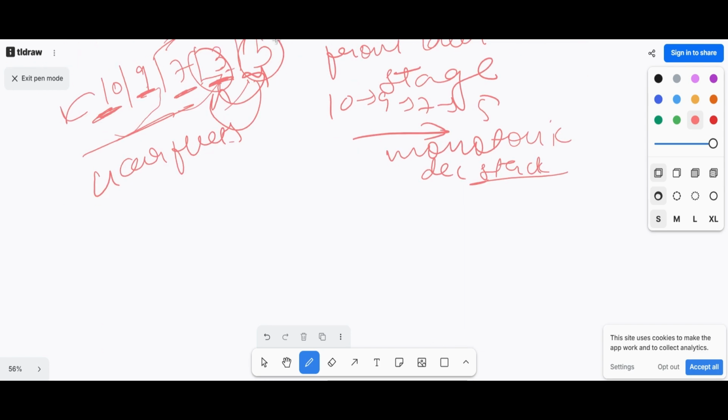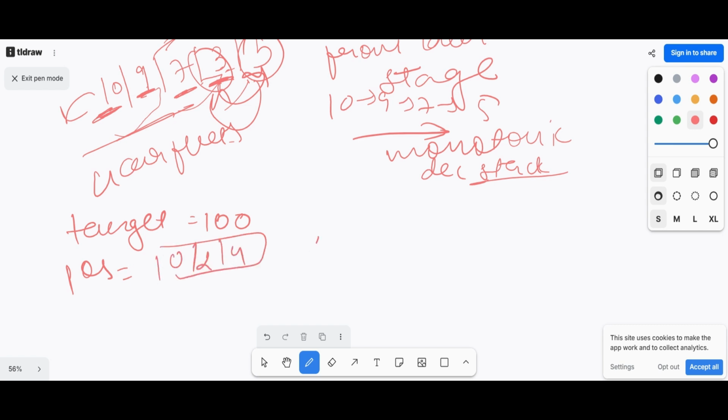Let me take another example to make it better. Let's say you have the target as 100. Your positions are 0 to 4 and speeds are 4 to 1. Position is 0 to 4, and speed is 4 to 1, sorry.